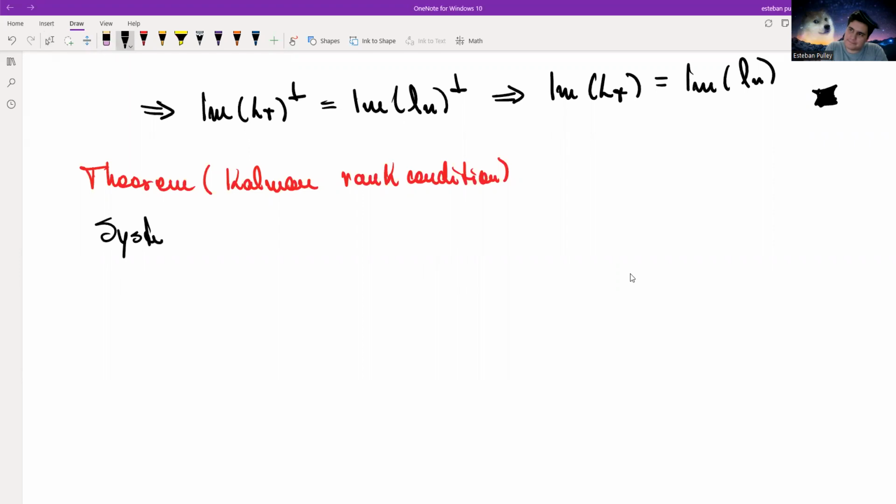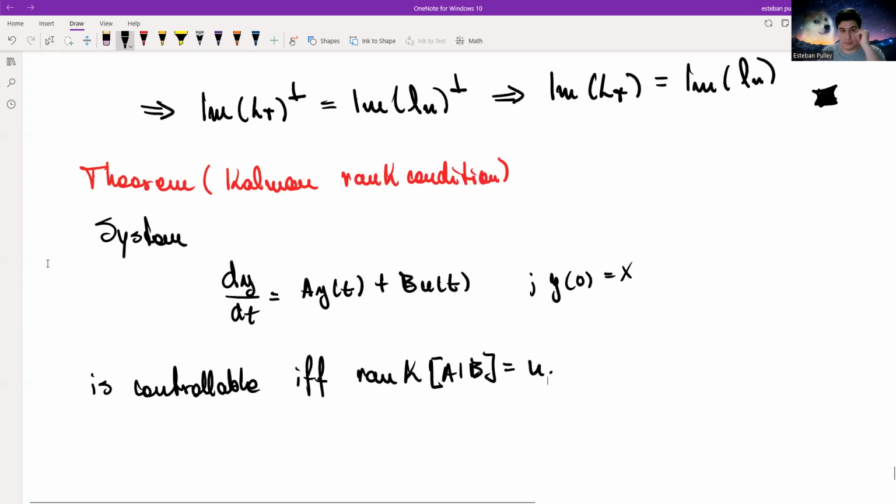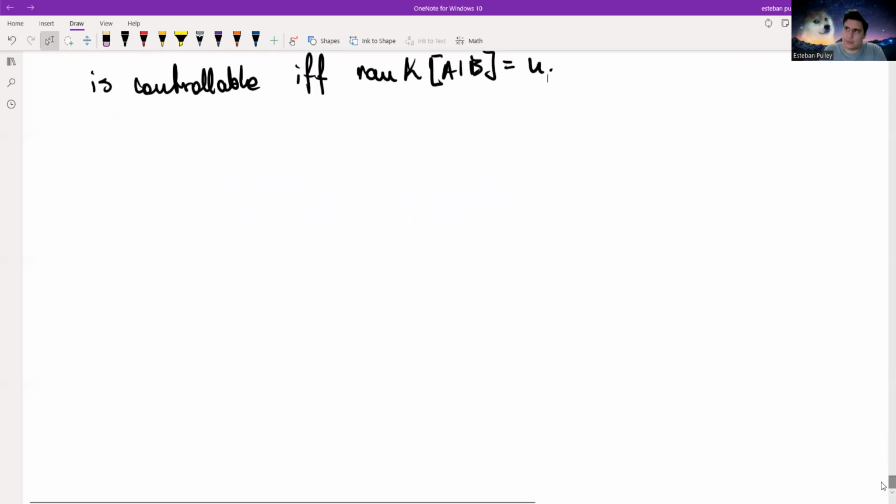Okay, the theorem is the following. System derivative of y with respect to t is equal to A y of t plus B u of t, y of 0 equal x is controllable if and only if the rank of this matrix is equal to n. So we have the following. So proof.